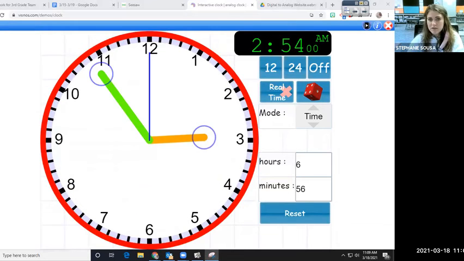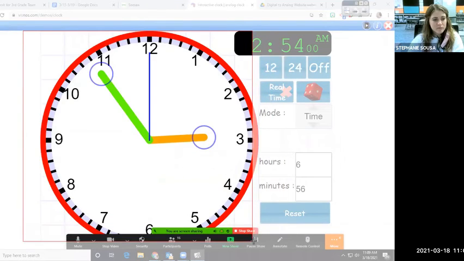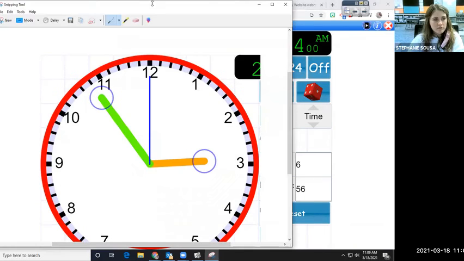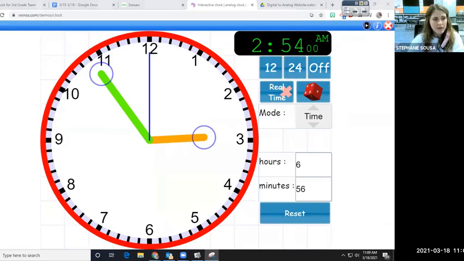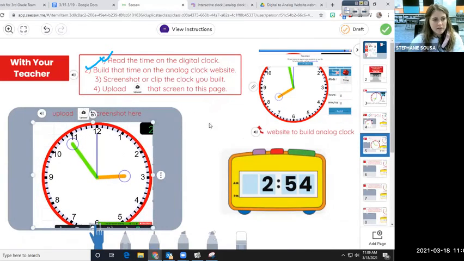I'm going to take my screenshot. You only got one shot. Boom. 2:54. I'm going to copy it. I'm going to paste it. I'm going to put it in the gray box. Boom. Get your screenshot on there.